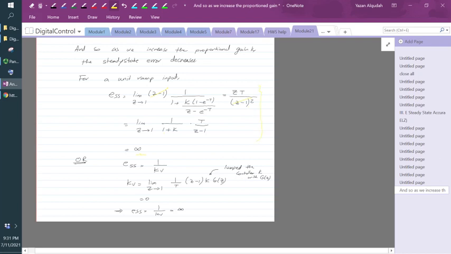Or if you want to use the table summary that we calculated, we can calculate the steady state error is equal to 1 over Kv, and Kv is equal to the limit of 1 over T multiplied by z minus 1 multiplied by k multiplied by G of z, and this is going to equal 0 because G of z does not have z minus 1 in the denominator, and therefore Kv is equal to 0. The steady state error is equal to 1 over 0, which is equal to infinity.